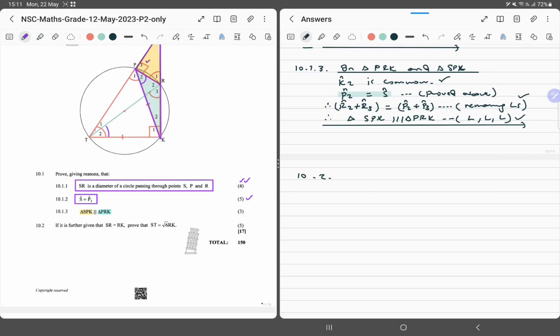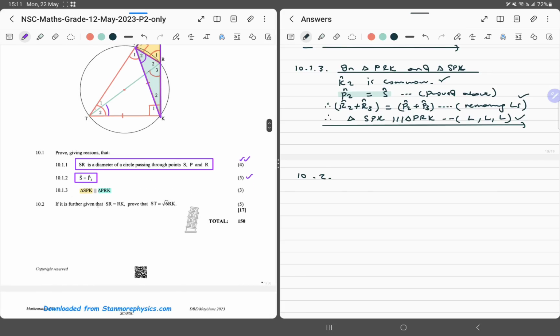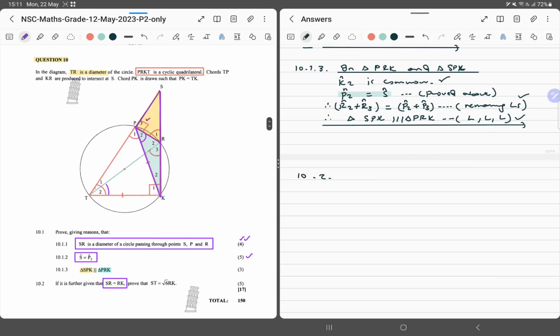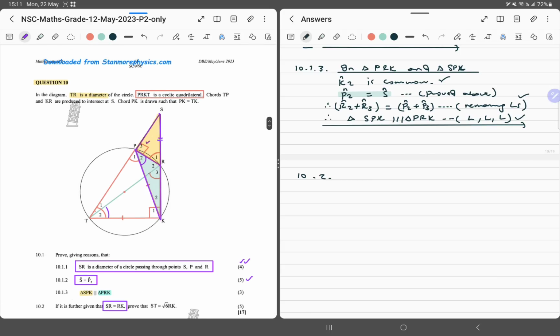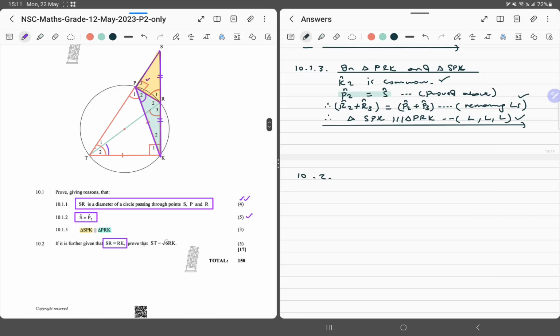So 10.2. We're told it is further given that SR is equal to KR. Okay, so SR is equal to KR. Now prove that ST is equal to the square root of 6RK.